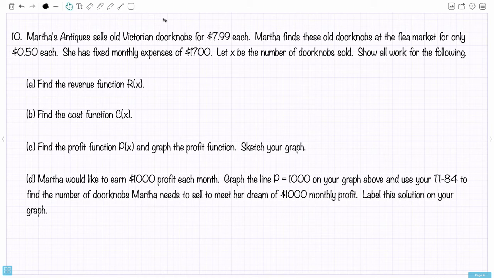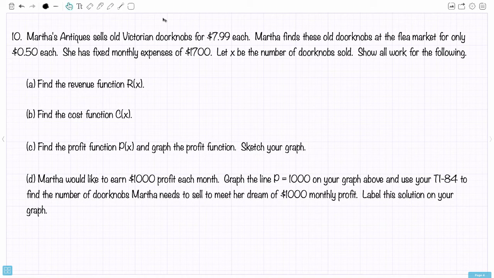A, find the revenue function, then we'll find the cost function, the profit function, and graph the profit function. Part D says Martha would like to earn $1,000 profit each month. Graph the line P equals 1,000 on your graph above and use the TI-84 to find the number of doorknobs that Martha needs to sell to meet her dream of $1,000 monthly profit, and label that solution on your graph.